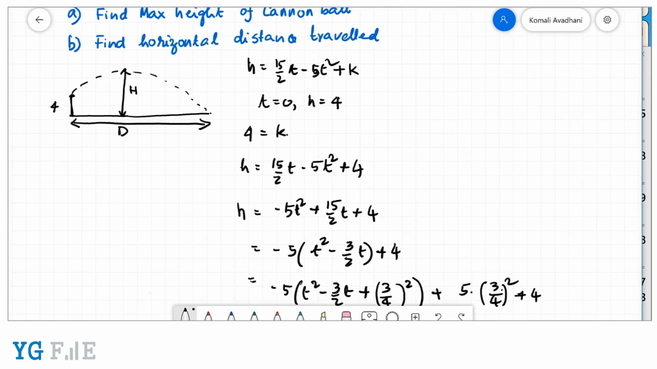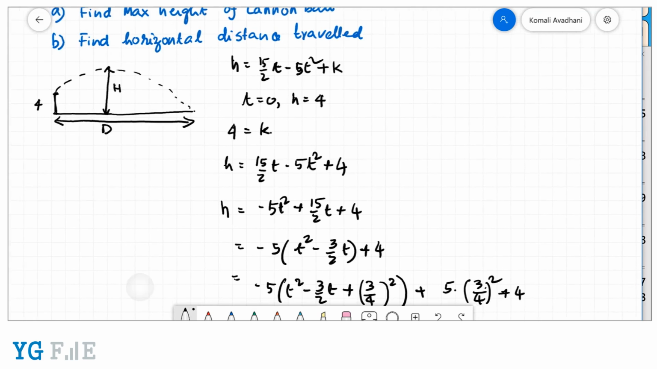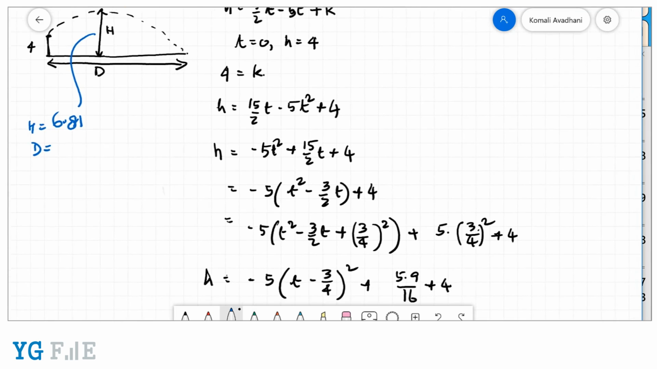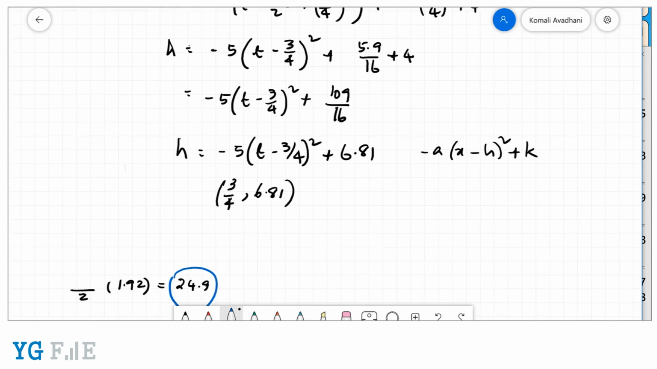Let's go back to the diagram we drew here. So we see that this h is 6.81. So we get h equal to 6.81. Now we need to find out d. So in order to find out d, what we have to do is we have to use the second equation.